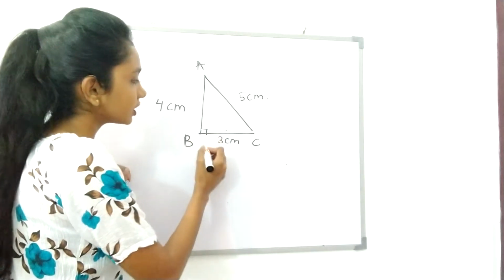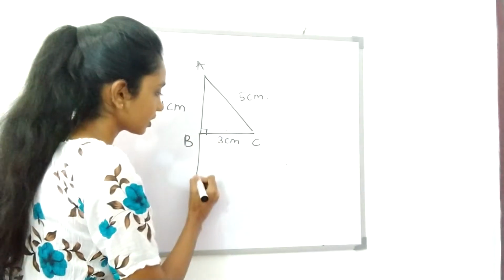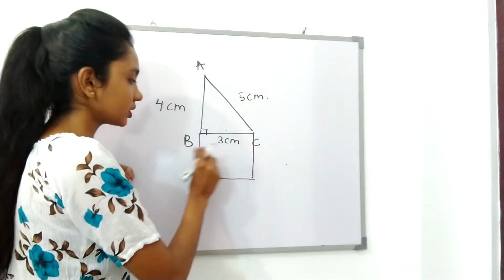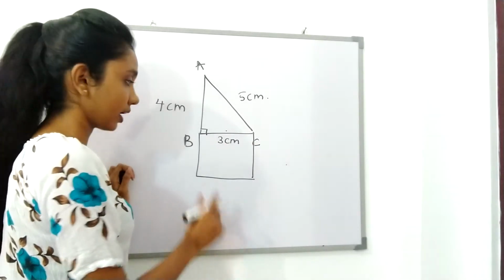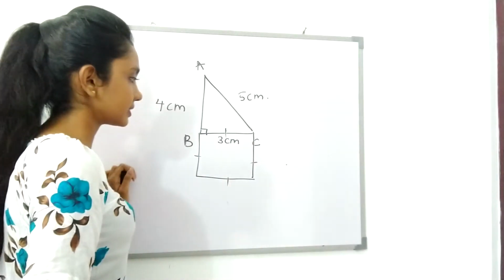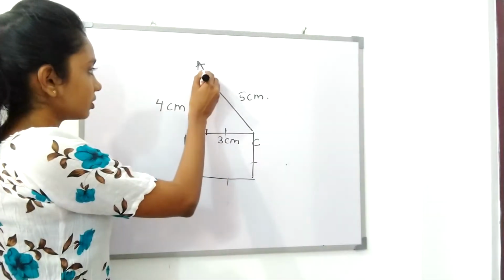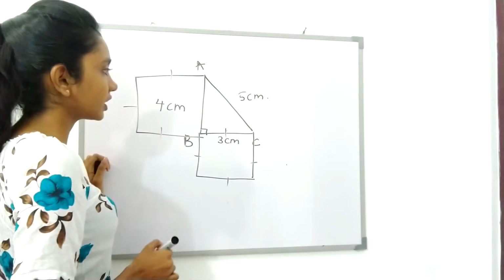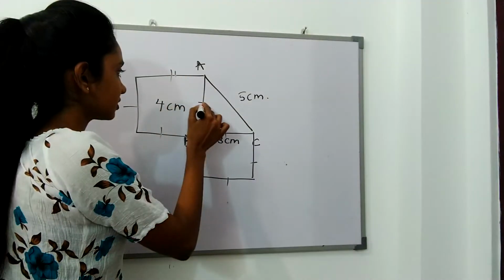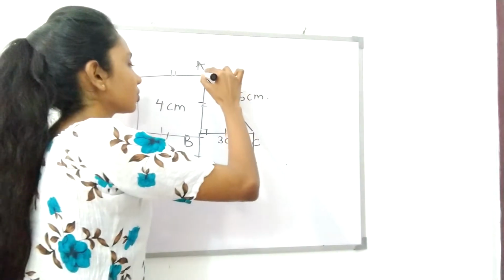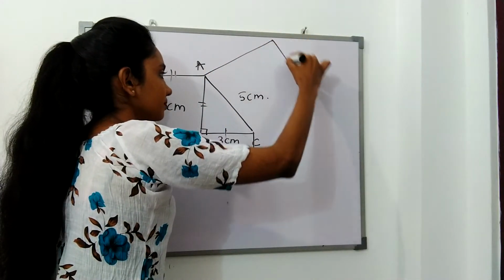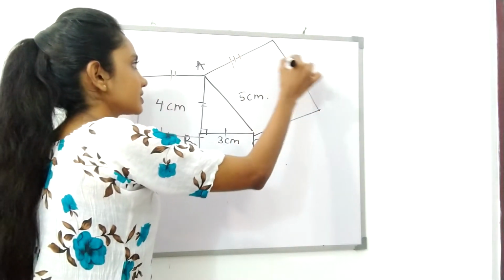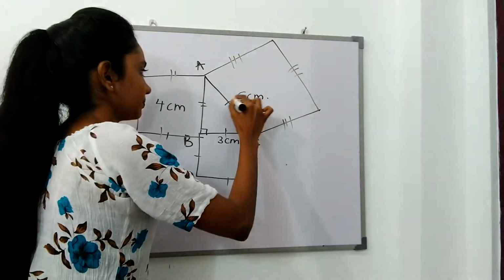Now we're going to draw a square for this side. That means all the sides of this square are 3 centimeters. Square means all the sides are equal. And I'm going to draw another square for this side also, so all the sides are equal, 4 centimeters. And I'm going to draw another square for this side, the hypotenuse, so all the sides are equal, 5 centimeters.